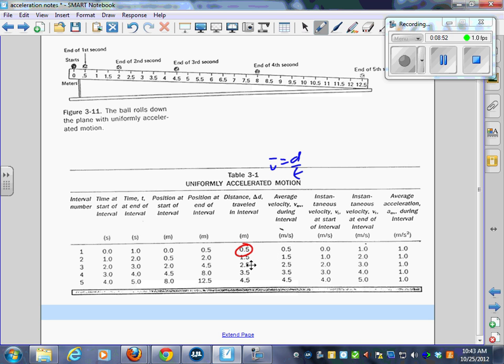How far did it go in the third interval? 2.5 meters in a second. Its speed is now 2.5. What's happening to the speed right here, this column? It's speeding up. It's going 0.5, 1.5, 2.5, 3.5, 4.5. How come it's speeding up? It's accelerating. It's going downhill, right? It's speeding up. Okay, so that's my average velocity.